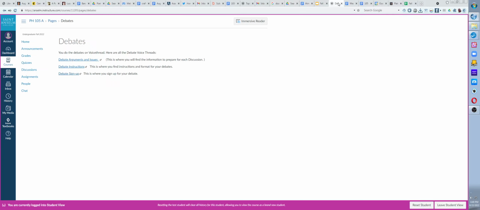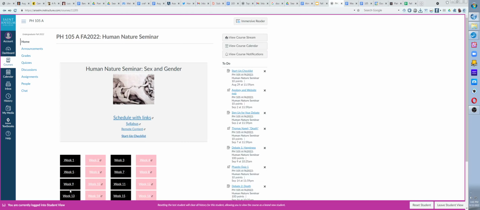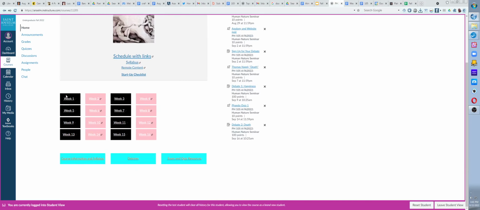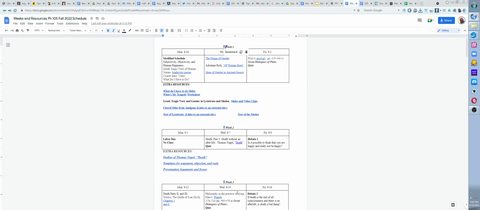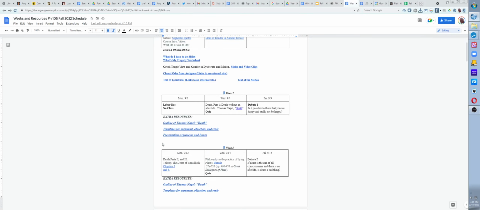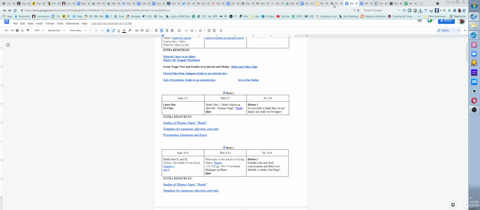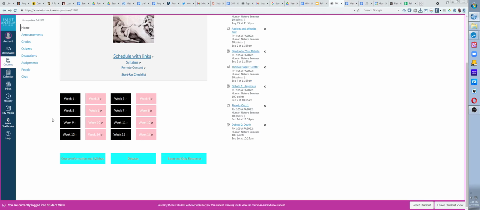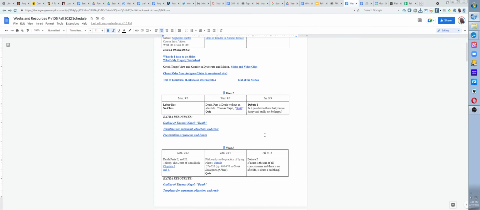The other feature of our Canvas page that I should show you are each of these weekly boxes. If you click on those, it will simply take you to that week on a version of the schedule that also has extra resources. So those boxes simply take you to extra resources for that week. And if you want to look at the schedule for that particular week, you can jump to it by clicking on that box. But do take a look at those extra resources.